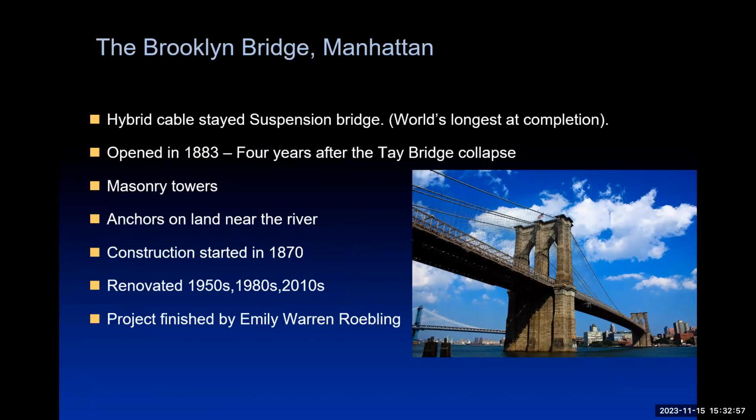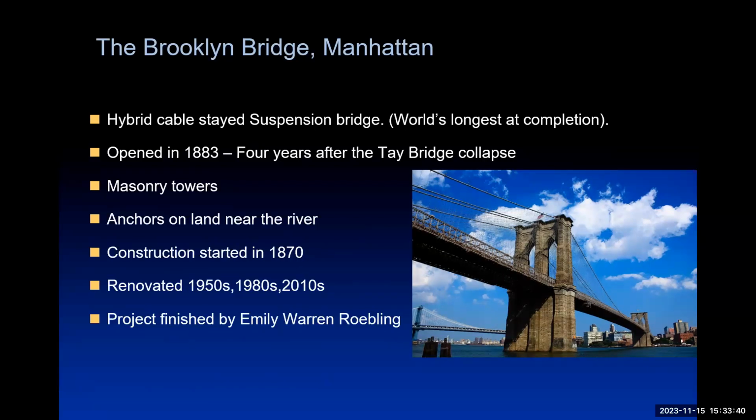The Brooklyn Bridge in Manhattan. Construction started in 1870 and it was opened in 1883, 4 years after the Tay Bridge collapse. It was a suspension bridge and it was hybrid. If you look carefully, you can see that the suspension cables are actually not vertical. They're a combination of vertical and horizontal. The bridge itself has been renovated in the 1950s, 1980s, and 2010s.